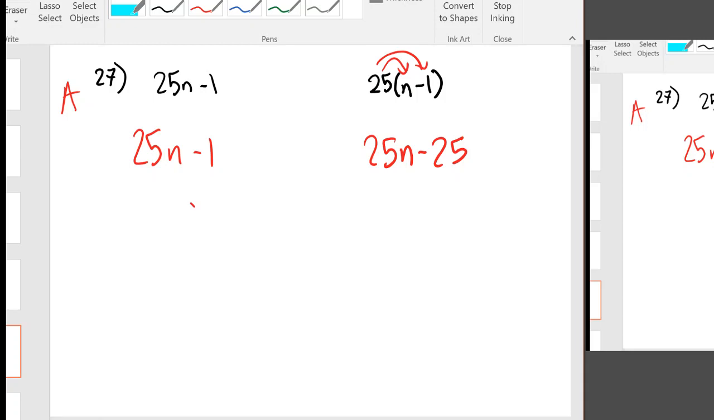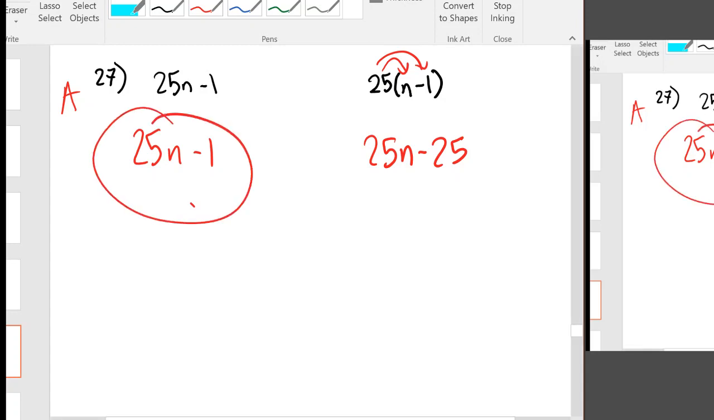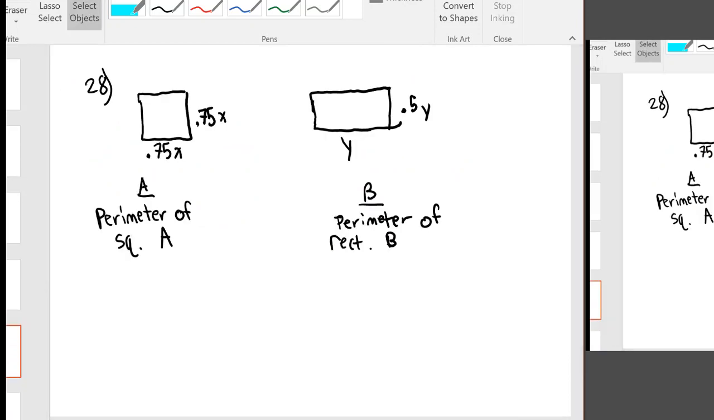0, well, I can plug in 0. 25 times 0 is 0. 0 minus 1 is negative 1. And 25 times 0 is 0, minus 25 is negative 25. So positive, negative, 0, no matter what, I get that A is bigger. All right, so the next one.